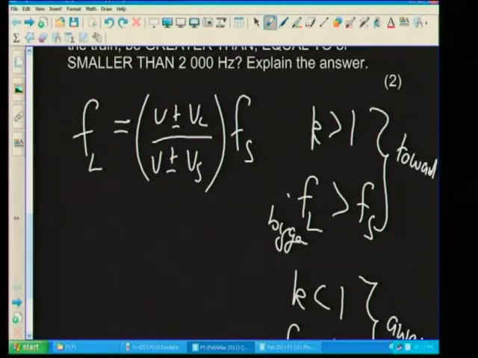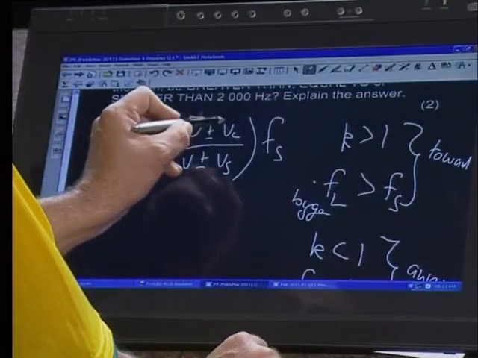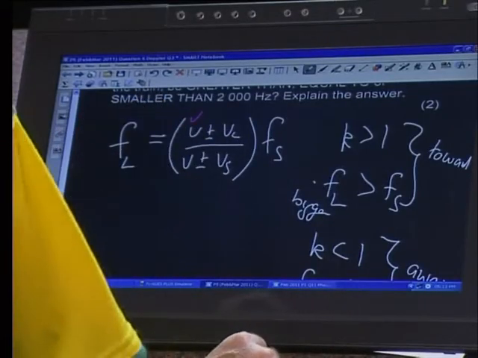Okay, so what are we dealing with? We're dealing with the velocity of sound. Have we got that? Yes, we've been given it, 340. We've got the velocity of the listener, the velocity of the source. Now, Indy, you were telling me that somebody was asking, can we do a problem where the listener and the source are both moving? Yes.